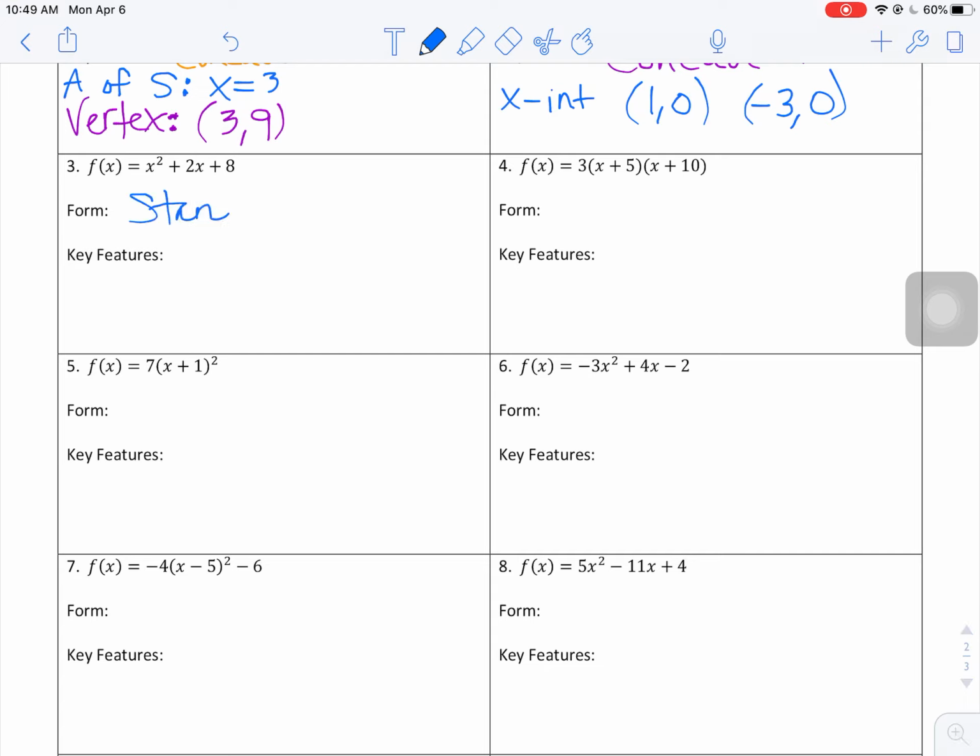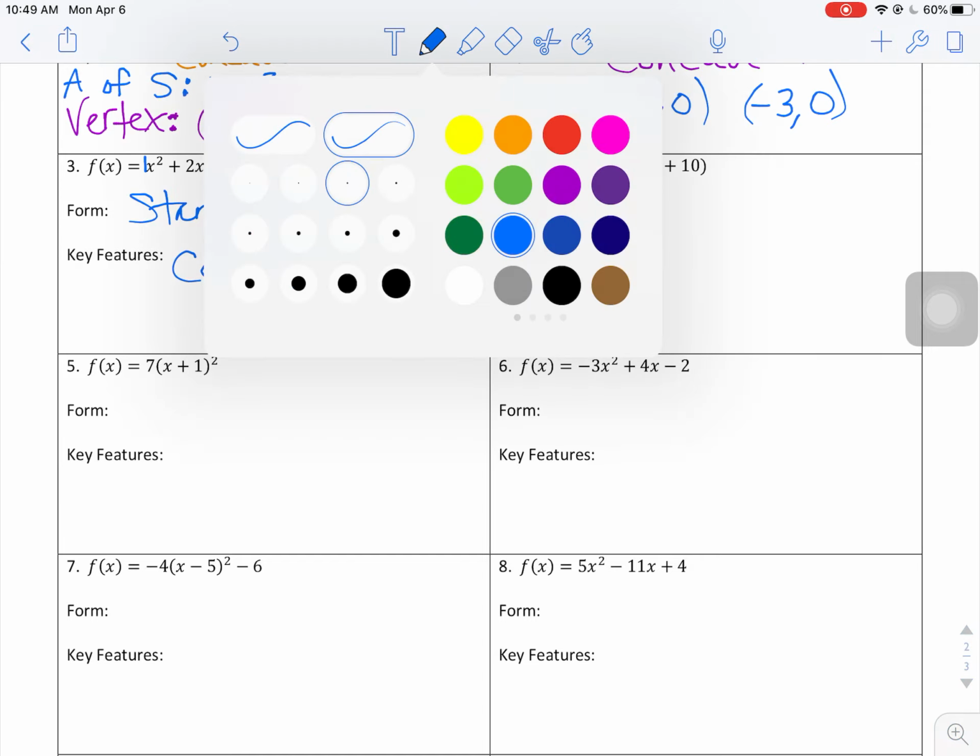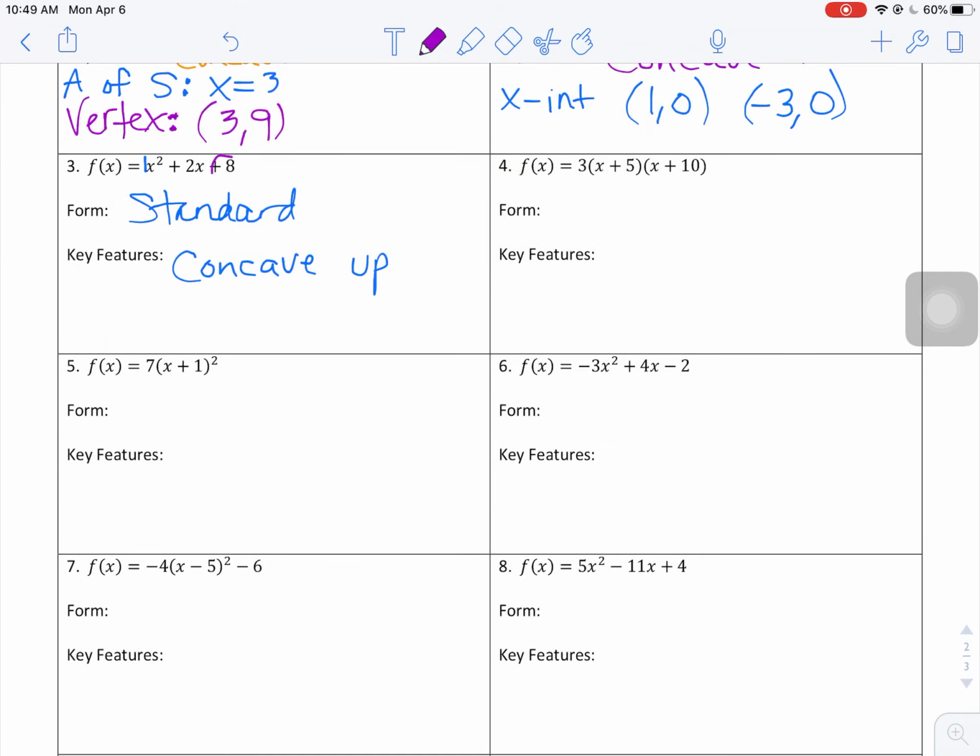Number 3, that would be standard form. There's no parentheses. It's just all ax squared plus bx plus c. So that's standard form. It's going to be concave up because our a value would be an invisible 1. And then the other thing that's super easy to find from standard form is our y-intercept. And our y-intercept is always the c value in the back.